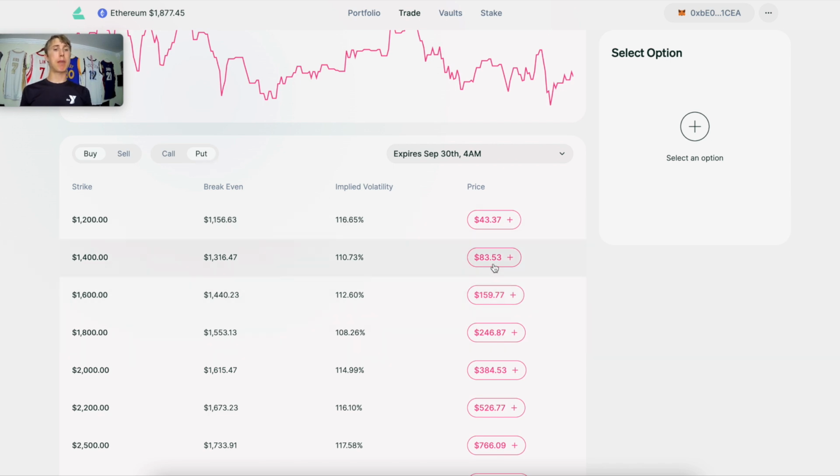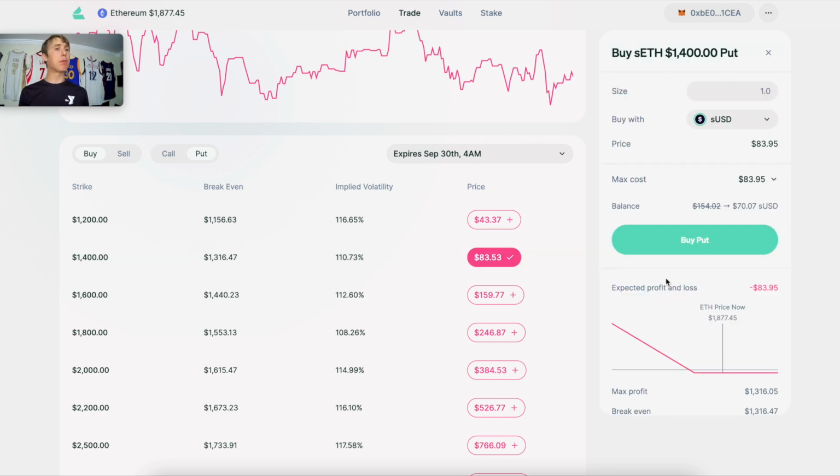So I'm going to go ahead and buy a put at $1,400. What this means is that I'm able to sell Ethereum at a certain price, in this case $1,400, by a certain date. And this date would be September 30th. Now, ETH could be trading at $1,000. It could be trading at $800. But I bought this put, so I would be able to sell it at $1,400. I'm not required to exercise this option, but I do have the option to.